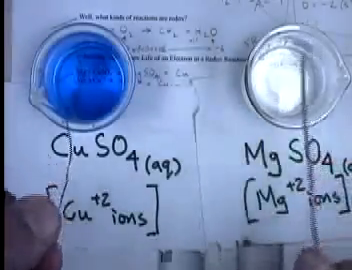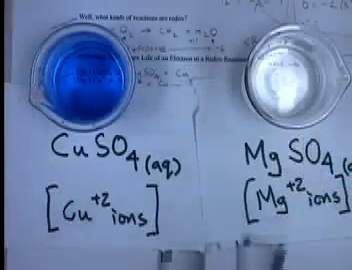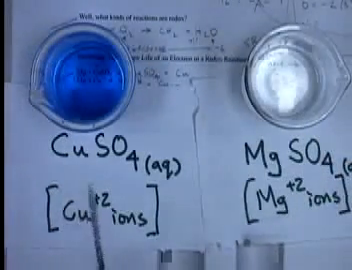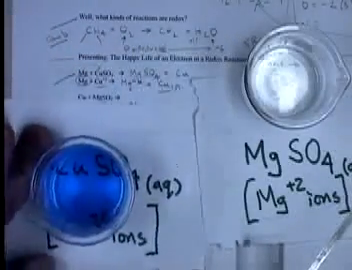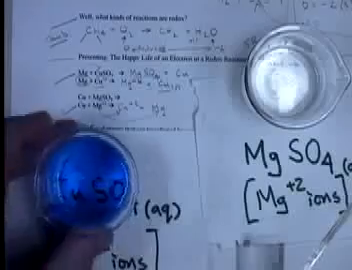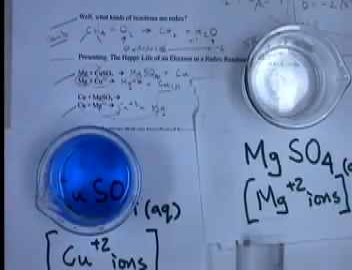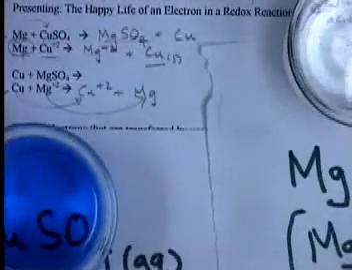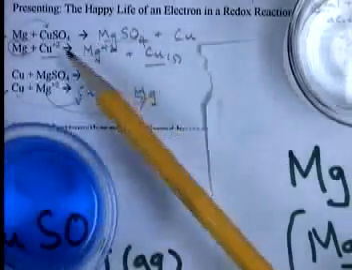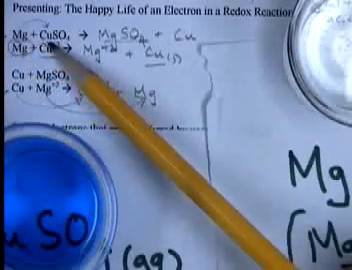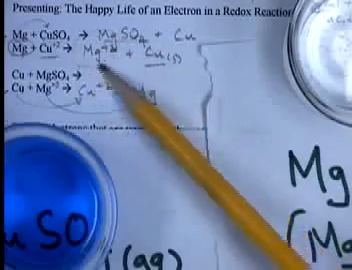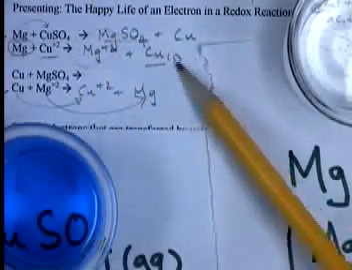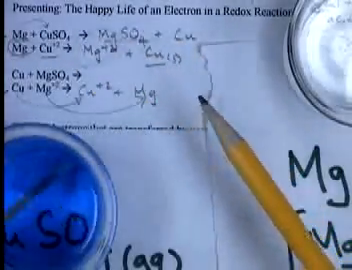But what happens if I take the magnesium and put it in with the copper sulfate solution? Well, if you look at the reaction that we had right down here, we would expect that the magnesium would react with the copper sulfate, and we should get some magnesium ions. We should see the magnesium dissolve, and we should see solid copper forming.